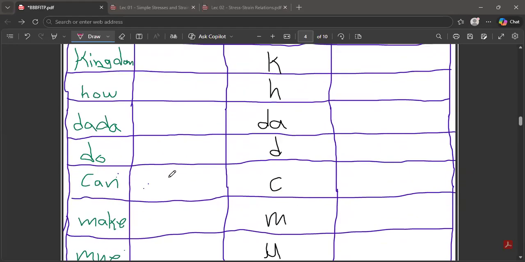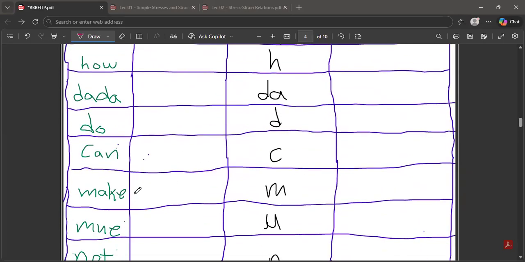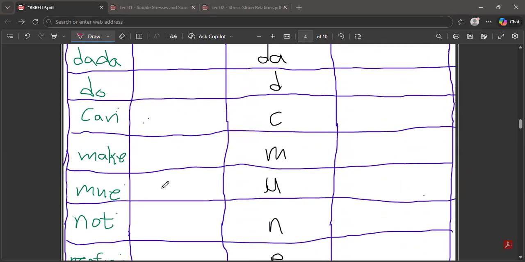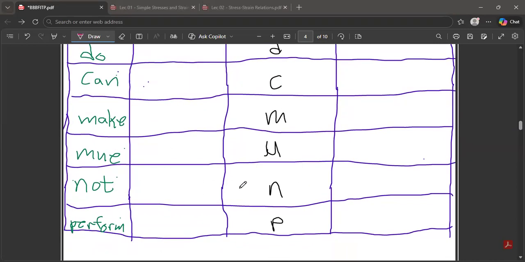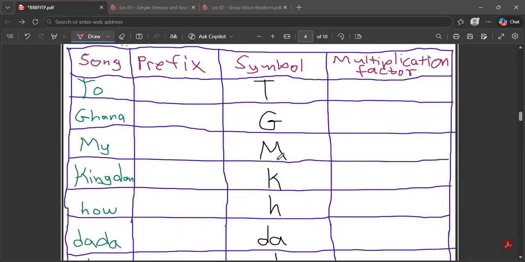d becomes deci. c becomes centi. m becomes your milli. And then the mu becomes the micro, as I said. n becomes your nano. And then p becomes your pico. As simple as that. So when you get to the examination, I'll advise you.